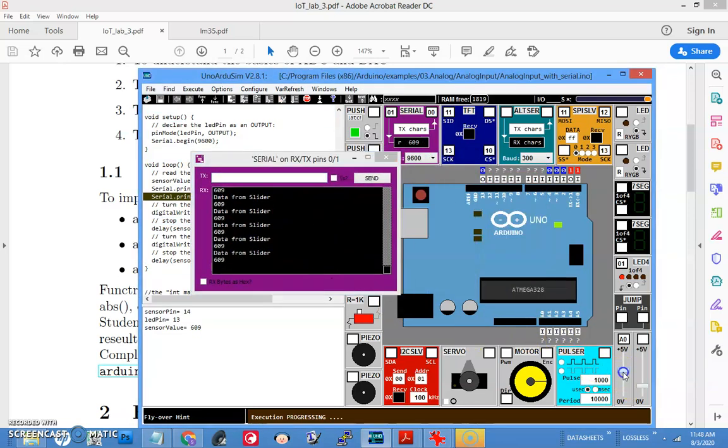Now my slider, I am bringing it down. Okay, now the data is 0. Since it is in an always running loop, you will find it scrolling up. So as I move the slider upwards, you can see the data changing. I am slowly moving it, the values are increasing, and finally it reaches the maximum. The maximum value is 1023.